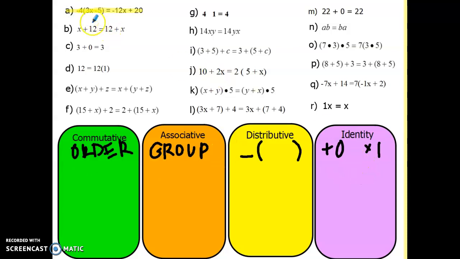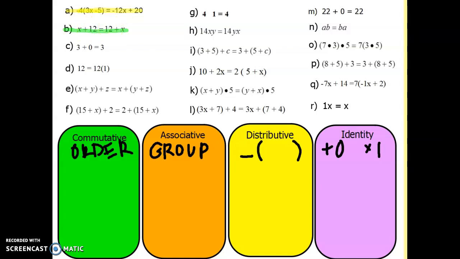All right, taking a look at B. What do we think about B? What property allows that to be a true statement? It would be order, right? X plus 12, 12 plus X. So if you notice the order is switching, but again, creates an equivalent or equal expression.